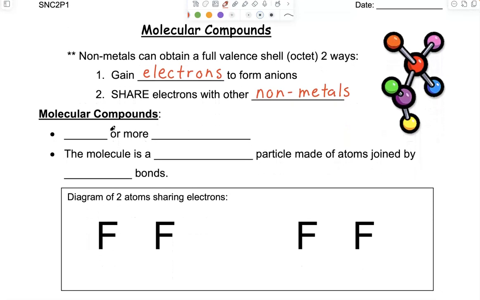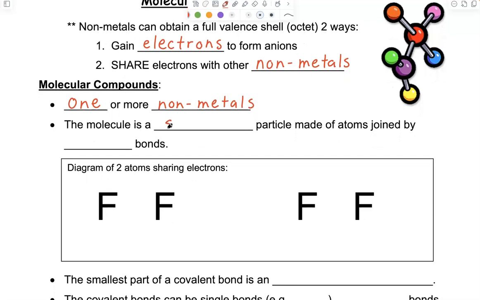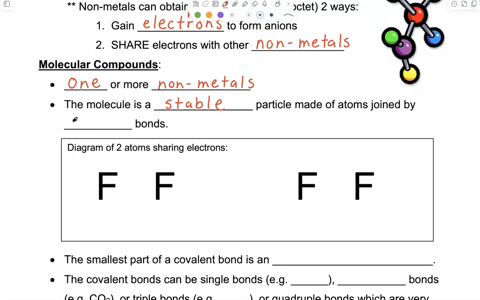Okay, so in molecular compounds, that is where we have one or more non-metals bonding together. So the molecule is going to be a stable particle made up of atoms, and these are joined by bonds that we call covalent bonds. Once again, this is where you just have one or more non-metals. There's no more metals in molecular compounds, and they're sharing electrons.